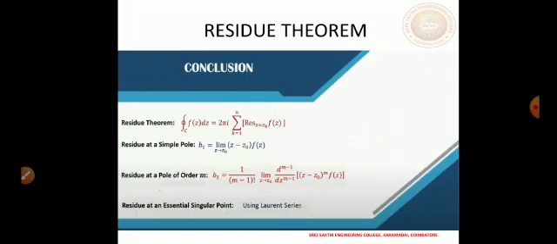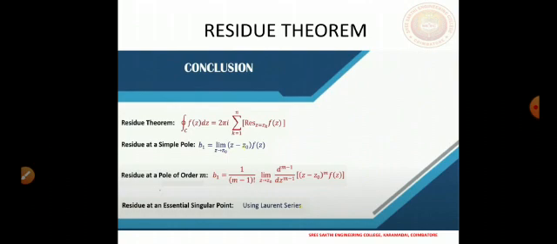Just to conclude, we have discussed the residue theorem, which is simply 2 pi i times the sum of the residues, where we consider the singular points z k which lie inside the boundary C. Residues at a simple pole can be easily computed by just taking the limit of z minus z naught times f of z.